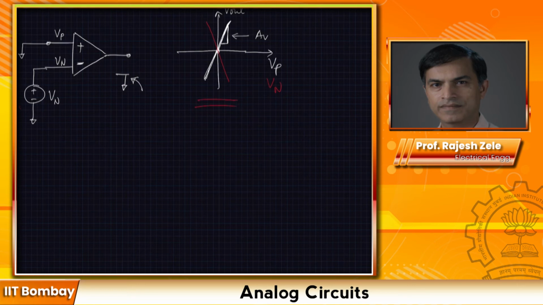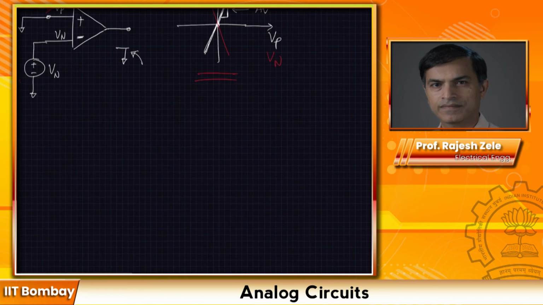Whenever you apply input to the non-inverting terminal, or positive terminal, the output of the amplifier should go positive when you apply a relatively positive input to the non-inverting terminal as compared to the inverting terminal. So this is pretty straightforward.